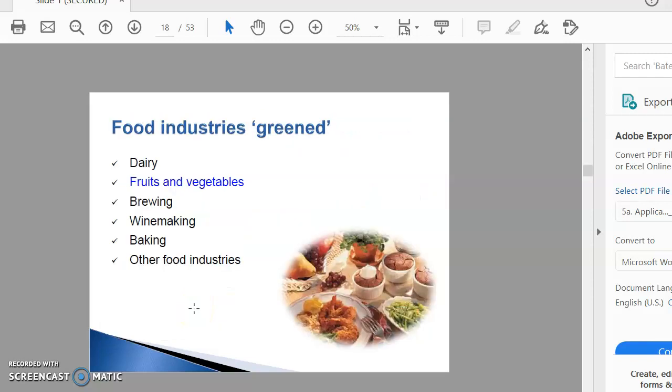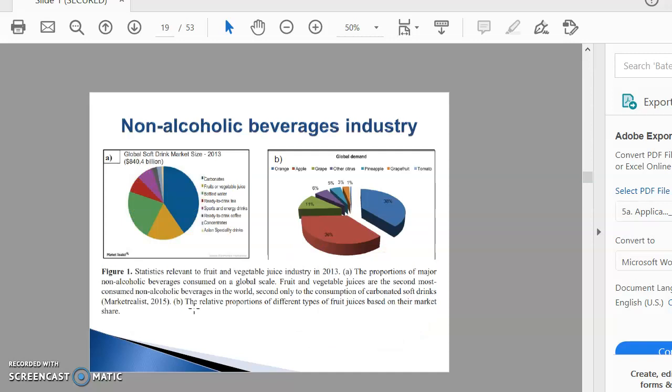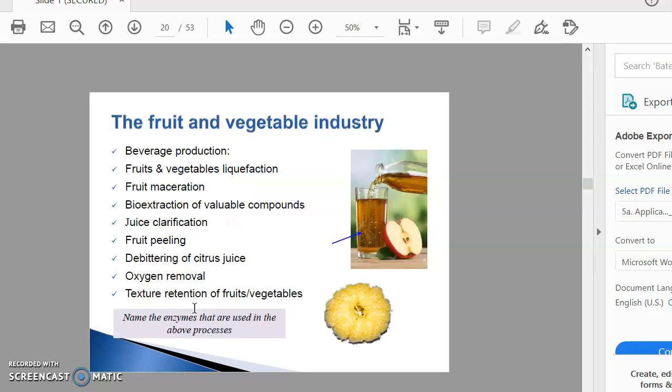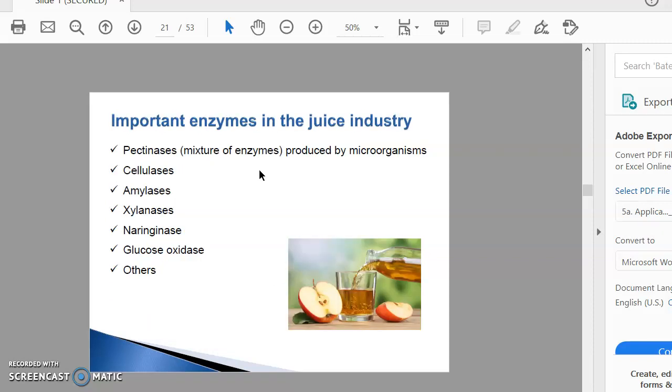Okay, for fruit and vegetable, this one you can read yourself, how important the fruit and vegetable are in the industry. Enzymes are used in many important processes of fruit and vegetable. For example, fruit and vegetable liquefaction means that we want to make them into liquid form. And other processes as well, you can read by yourself.